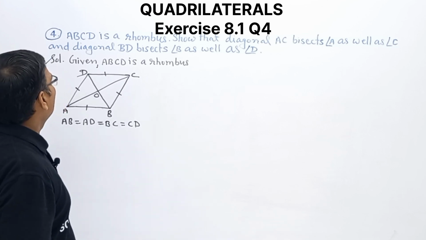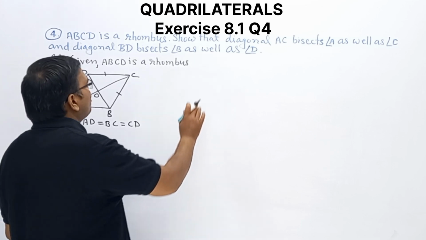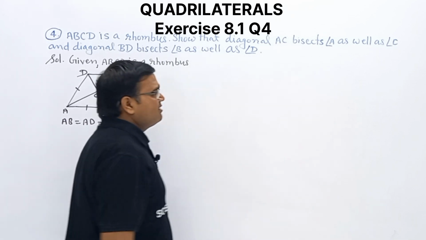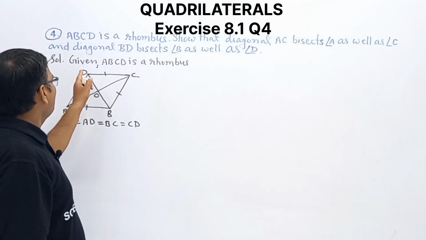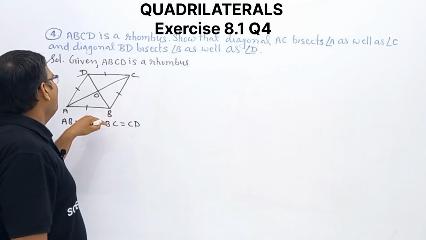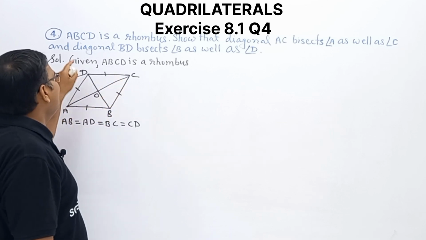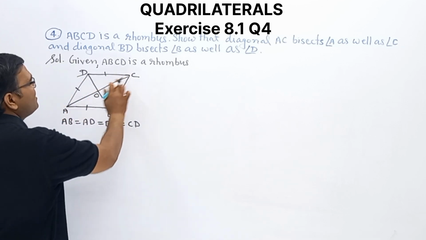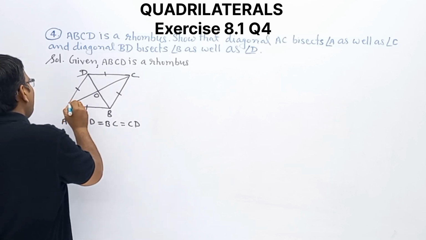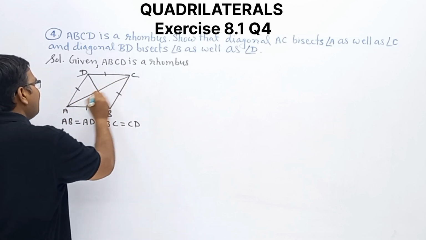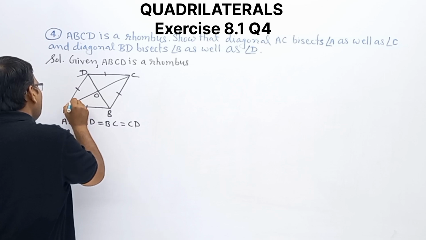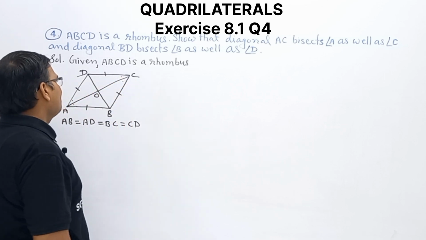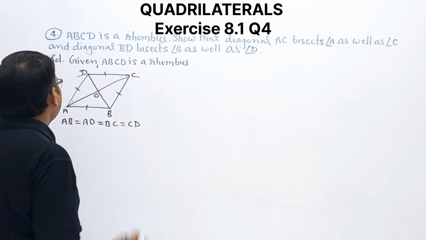So what do we want to show? Diagonal AC bisects angle A as well as angle C. So we are drawing two diagonals, AC and BD. We want to show AC bisects angle A, meaning this diagonal is bisecting this angle A into two parts, as well as angle C. So we want to prove this. How will we prove it?